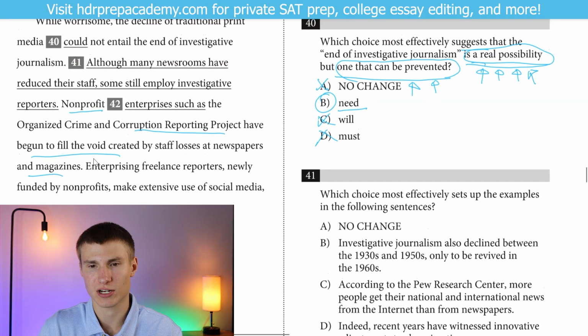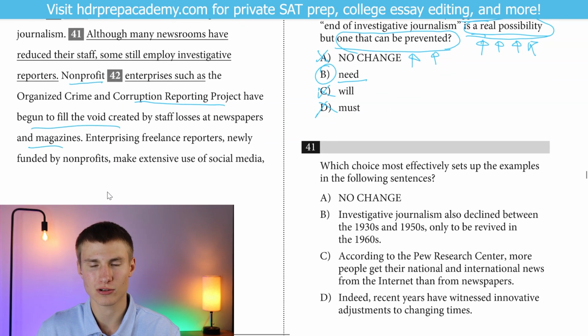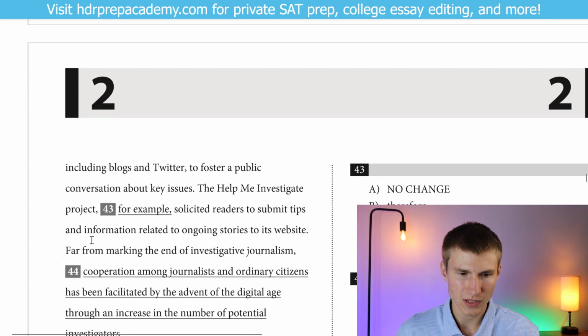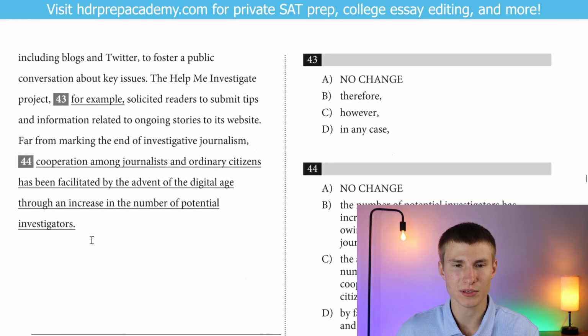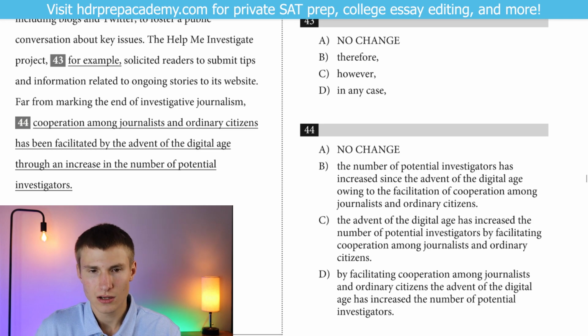Reading on now so we can get some more context before we go back to 41. We have nonprofit enterprises such as the Organized Crime and Corruption Reporting Project have begun to fill the void created by staff losses at newspapers and magazines. Enterprising freelance reporters, newly funded by nonprofits, make extensive use of social media, including blogs and Twitter, to foster public conversation about key issues. The Help Me Investigate project, and then we have "for example." Okay, so we'll see if this is actually providing examples or what relationship it has to the previous sentence. Solicited readers to submit tips and information related to ongoing stories to its website.